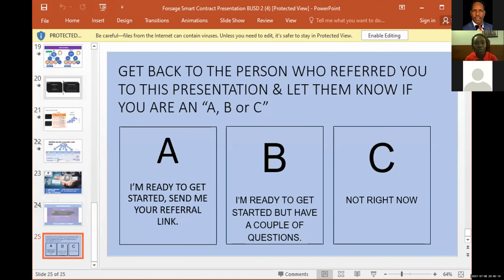If you're a B, we keep saying a B is this person who says they are ready to start, but they have a couple of questions. Of course, the questions will be answered also right after this call. Make sure that you interact with the person that brought you here. Once your questions are answered, then of course we can start right away. Then a C says not right now. And we say, well, we release you with a lot of peace, knowing that when you're ready, you can come back to us and we'll be able to share the opportunity and help you to get started.